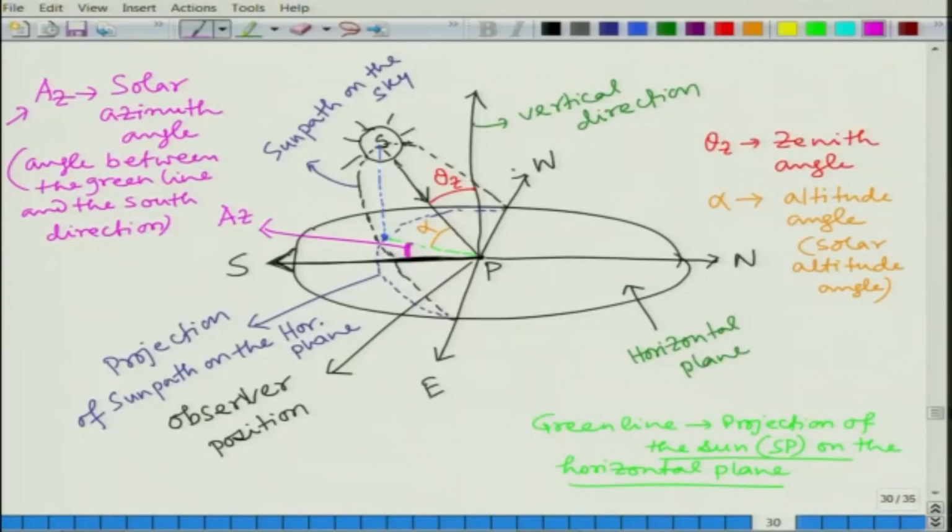Okay. So, these three angles, if you can see, the zenith angle and the altitude angle both are on the horizontal plane. Sorry, this is not the horizontal plane, but the vertical plane. So, both of these angles are on the vertical plane, and the other one, the solar azimuth angle, is on the horizontal plane.